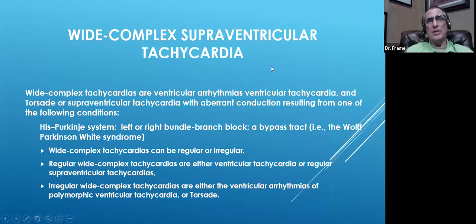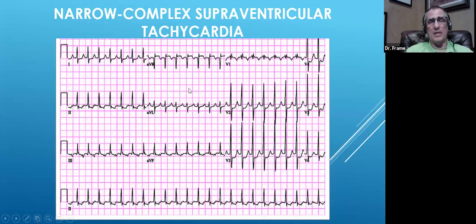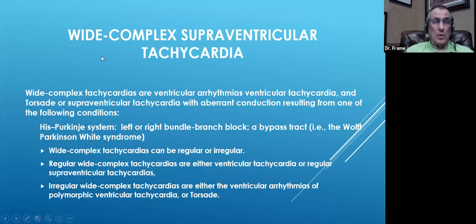Now, switching gears, we go from the narrow complex tachycardias, in other words, the QRS is less than 0.20, and we move now to the wide complex, where it's greater than 0.20. Now, these wide complex tachycardias can be ventricular tachycardia, or it can be a regular looking supraventricular tachycardia with a block.